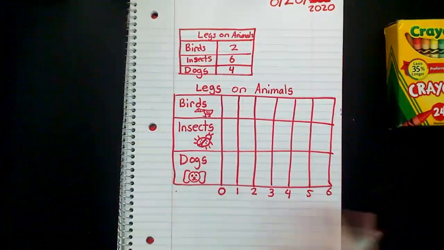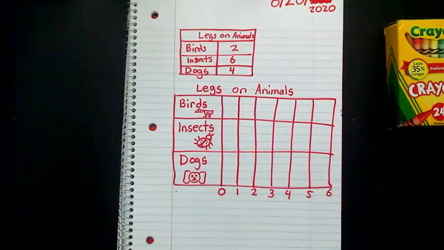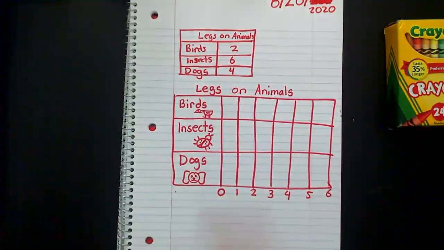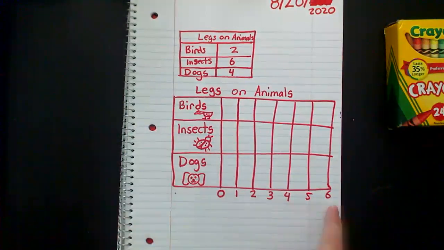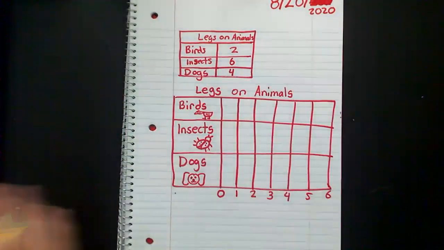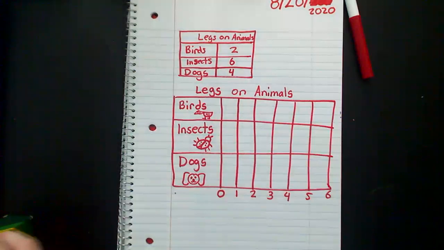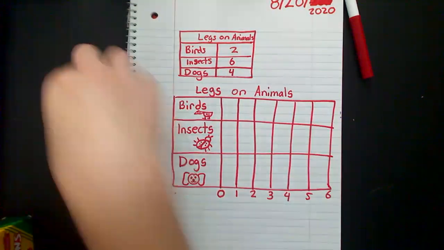Okay, so now that we have our numbers at the bottom of our graph, and we have our title, and we have the types of animals, the numbers also represent the number of legs on each animal. So now with colors, crayons preferably.